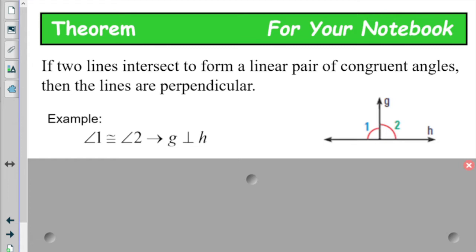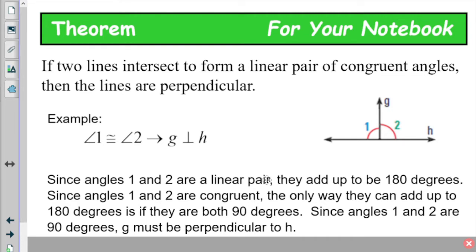If two lines intersect to form a linear pair of congruent angles, then the lines are perpendicular. Here's how this argument's going to go. It's going to combine our definitions of linear pair and our definition of congruent. What does a linear pair mean? Well, a linear pair means that they form a straight line, which measures 180 degrees. So if this line measures 180 degrees and the angles are congruent, so they have to be the same. If I have 180 degrees and the two pieces are the same, then that leaves them to be 90 apiece.